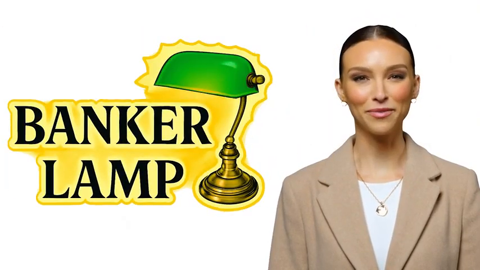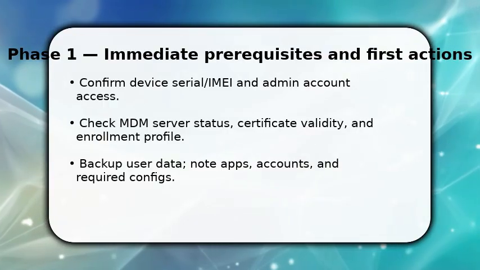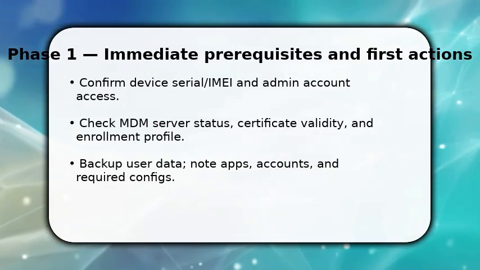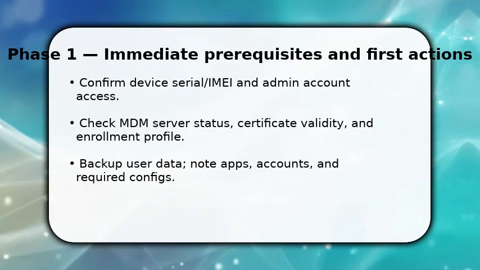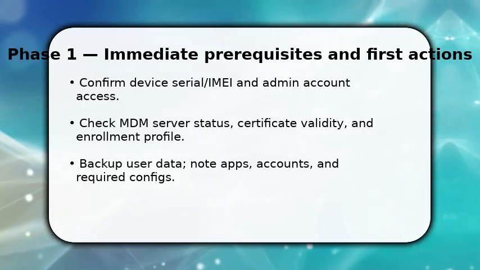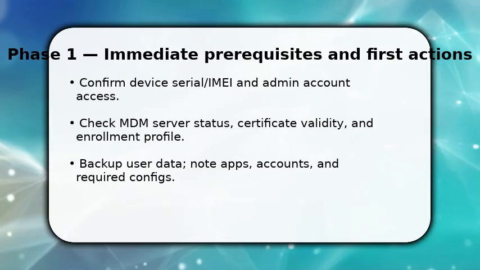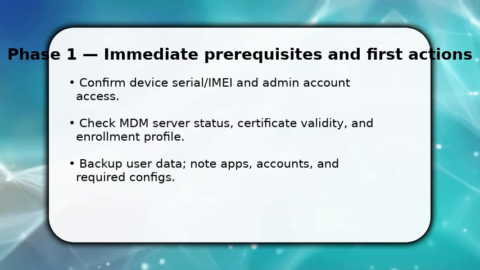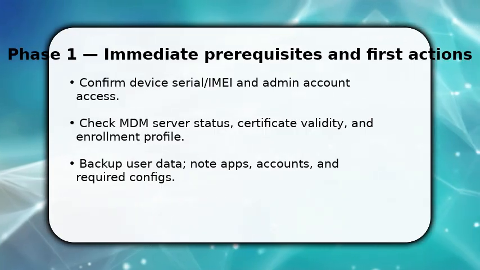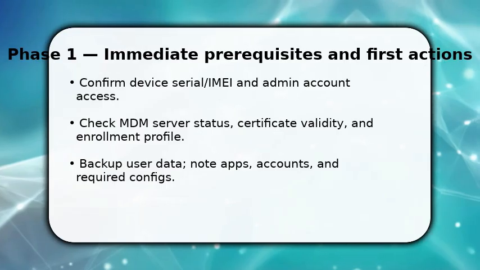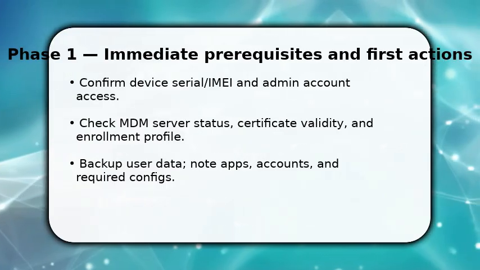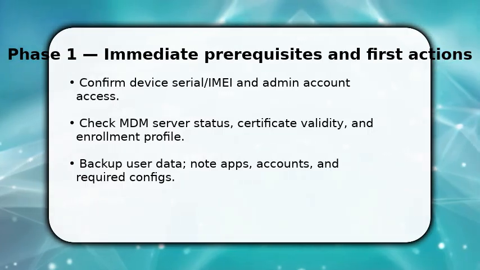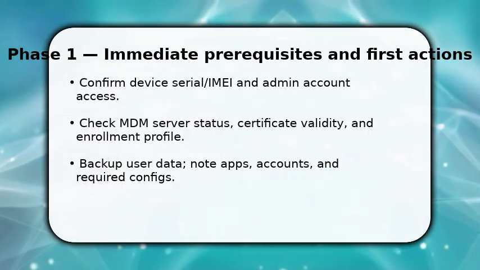Please enjoy the video. You start by confirming you have admin access and the device serial or IMEI. This lets you query the MDM. Next, check the MDM server and enrollment profile for expired certificates or revoked tokens. Fix those first. Once done, back up user data and note installed apps and account ID so you can restore after reset. Make sure the device is online and connected to Wi-Fi or cellular. Without connectivity, removal or unenrollment will often fail.